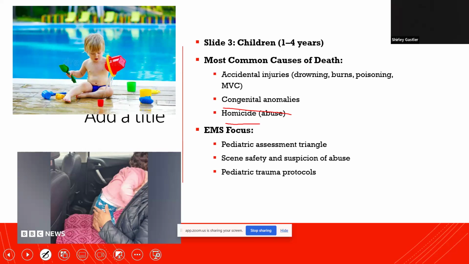So make sure to focus on your pediatric assessment triangle. Certainly scene safety, especially if you're suspicious. These are the cases where you make sure you document how everything looks, how everything smells. I can say as an experienced provider, you just kind of know when something doesn't feel right or smell right, that kind of stuff. And of course, remember your pediatric protocols.